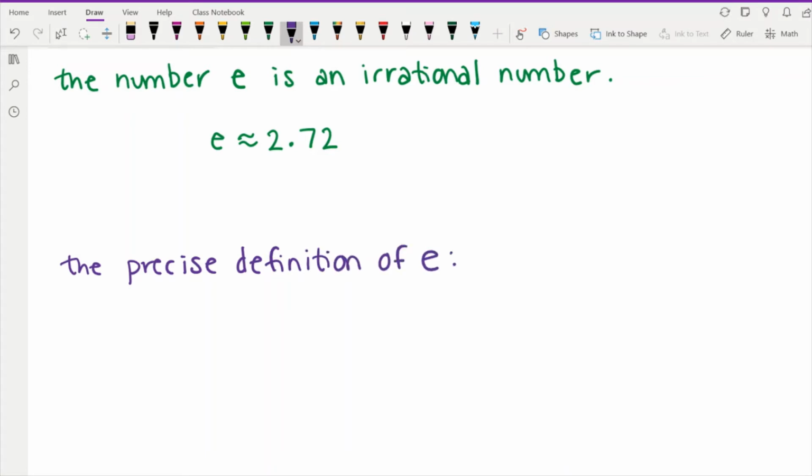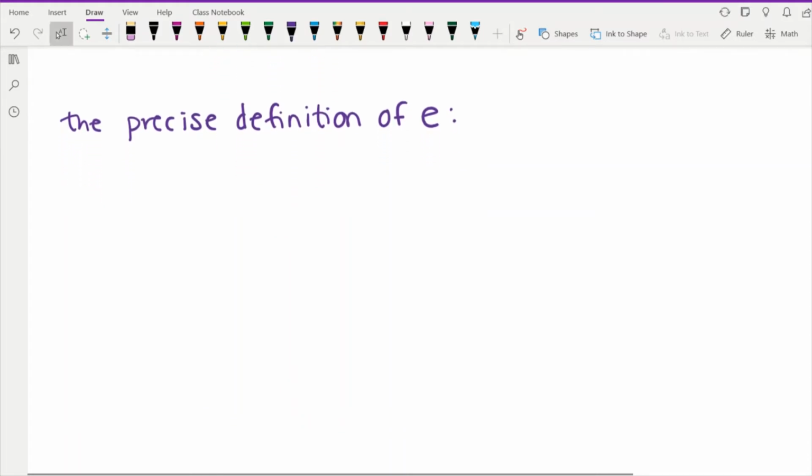Okay, so how can we precisely define e? I just showed you a page that has 2 million digits, but that's still not even the exact value of e, right? It's still an approximation in some sense. And so it turns out that we have a nice way of defining e, and it actually has to do with end behavior. So if you take the expression 1 plus 1 over n to the nth power.